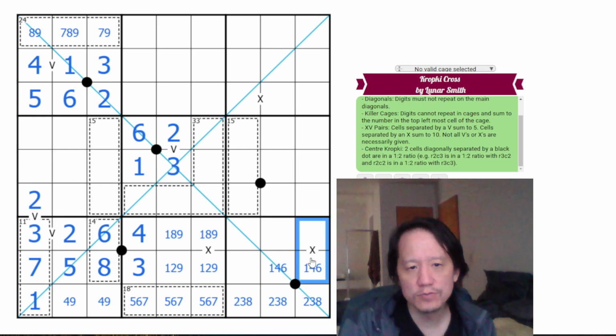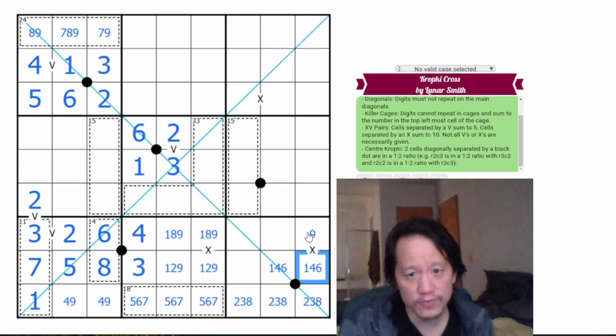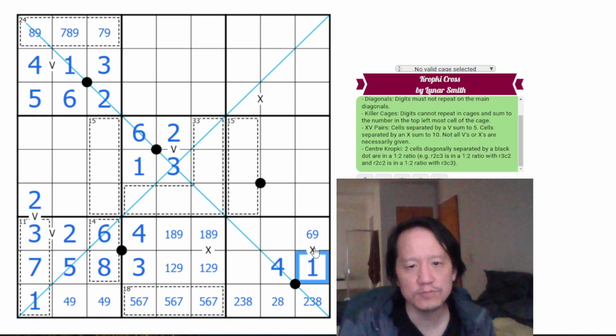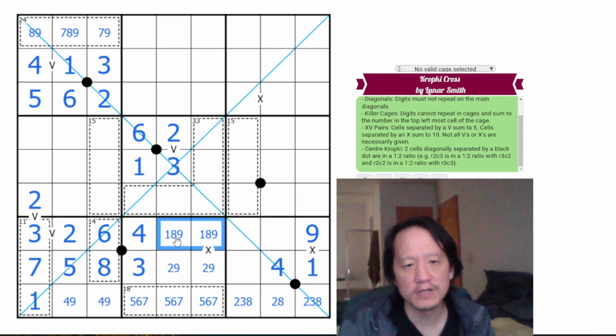This is a 1 to 2 ratio. Sorry, this is 10. So if it's 1, this would have to be 9. If it's 4, 6, this would have to be 4, 6. So this can't be 4. This can't be 6, therefore. So this is 1 or 4. So 1 or 4 has to be with 2 or 8. This can't be 1 or 6, so this has to be 4, which makes this 1 and 9. So this can't be 1, and this can't be 9.